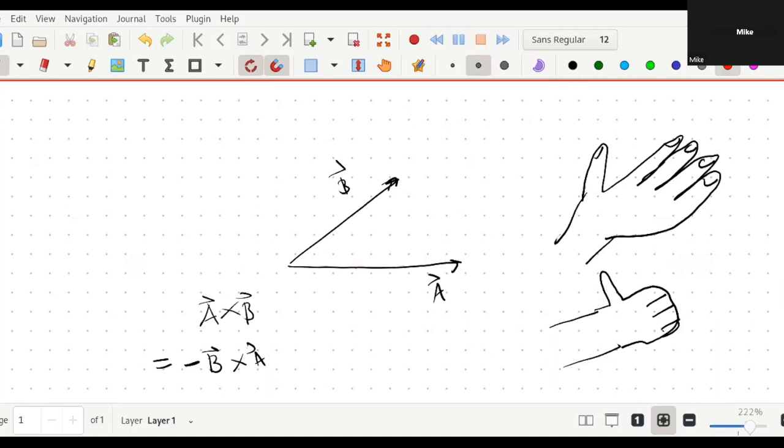The rule is, you've now placed your thumb pointing out of the screen and the blade edge lying on top of vector A, and then you twist your hand in this direction, going from A to B. Then close your fingers. The thumb gives you the direction. It's pointing out. Is that clear?